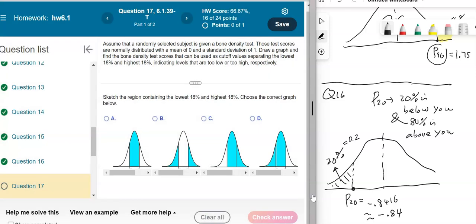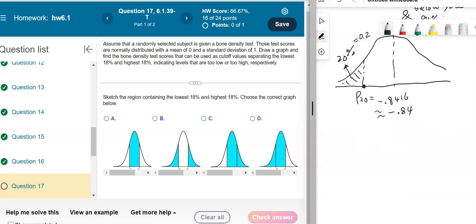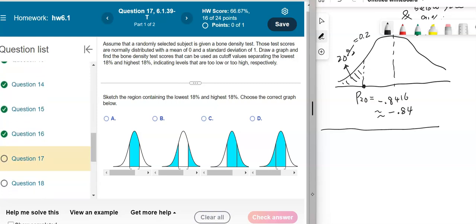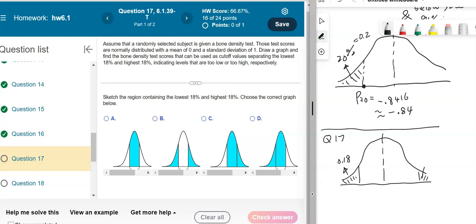Now, question 17. How many questions are there? 24. Well, we're almost done. So this is question 17. Sketch the containing lowest 18% and highest 18%. So this is lowest 18%, 0.18. This is highest 18%, also 0.18. So what is this score? What is this score? They're symmetric, so one is plus, one is minus.